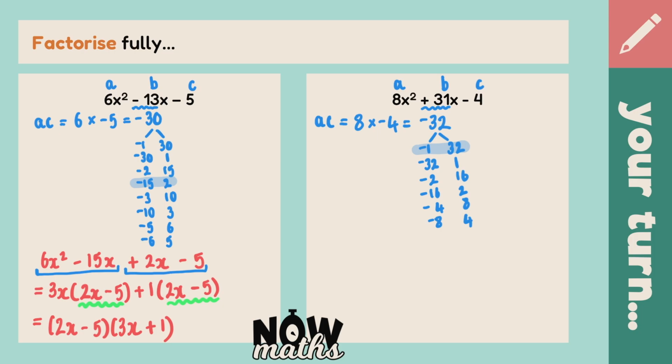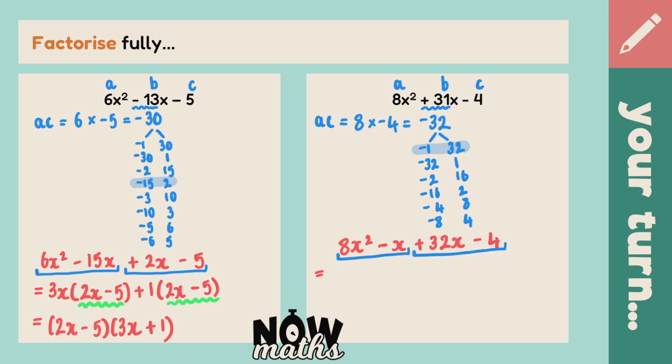So we're going to rewrite our quadratic, but instead of writing a positive 31x, we're going to write a negative 1x and a positive 32x. So going back to the original quadratic, we rewrite as 8x squared, subtract 1x or subtract x, add 32x, and subtract 4. We now need to factorise this quadratic in 2 halves.